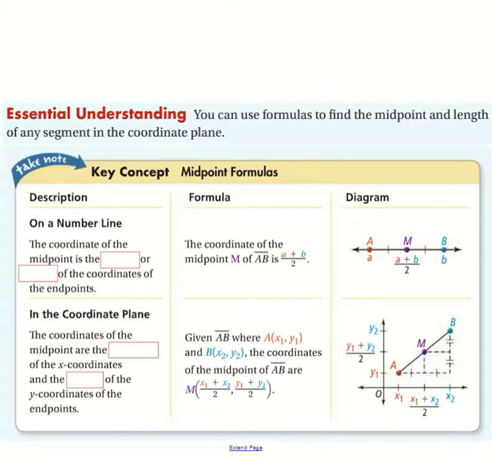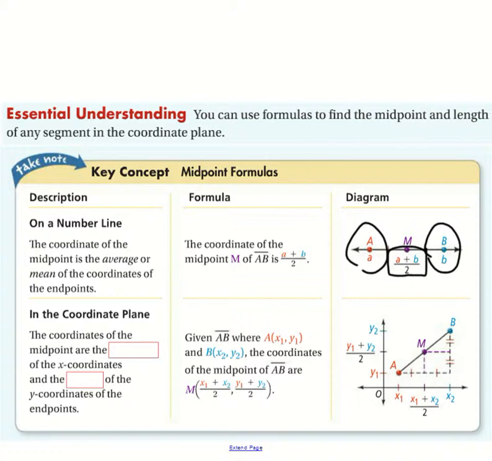The coordinate of the midpoint is the average or the mean of the coordinates of the endpoints. In this example, we took the coordinate point of A and the coordinate point of B, we add them together and we divide by the number there are, 2. That'll give us the midpoint.